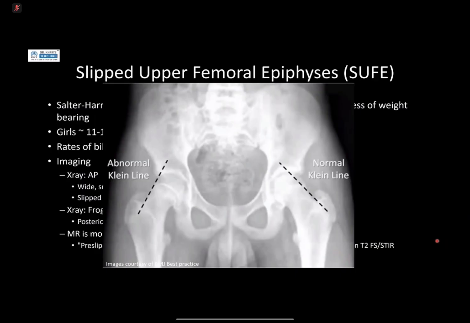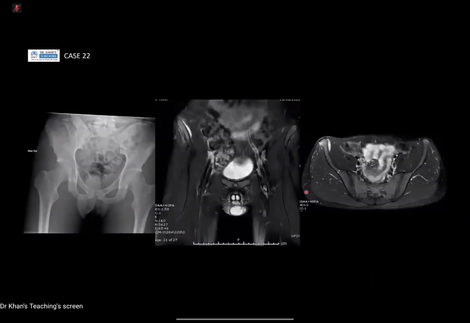So you mentioned Klein's line. Now I don't think Klein's line is used in a frog lateral view. Off the top of my head, I thought it was only in the AP, and certainly I've only used it in the AP. You're basically drawing along the lateral aspect of your femoral neck, just along a parallel line, and you should see your femoral head protruding beyond the line. If there's a discrepancy of more than 2 millimeters between both sides, then you call it abnormal on the side where you don't see the femoral head protrusion over the line. Okay, so that's your Klein's line.